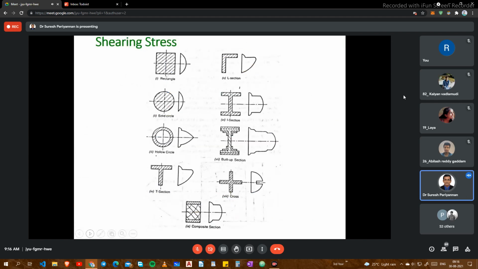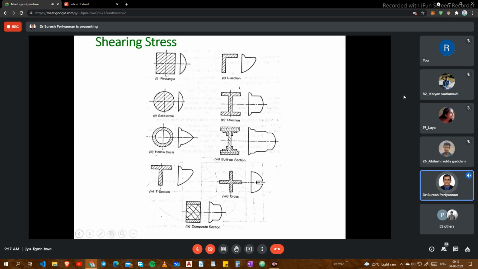Now I come to shearing stress. One by one we are discussing. First we discussed the shear force diagram and bending moment diagram at different loading conditions of different beams. Later we came to discuss the bending stress and complex structures. Now we are recapping the information you studied in the earlier semester.